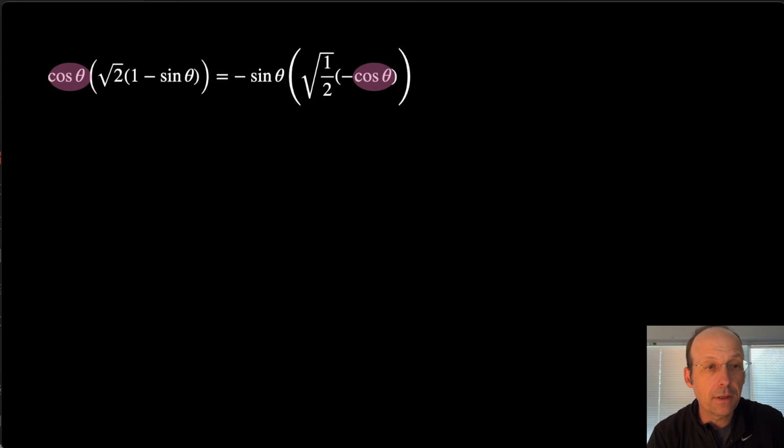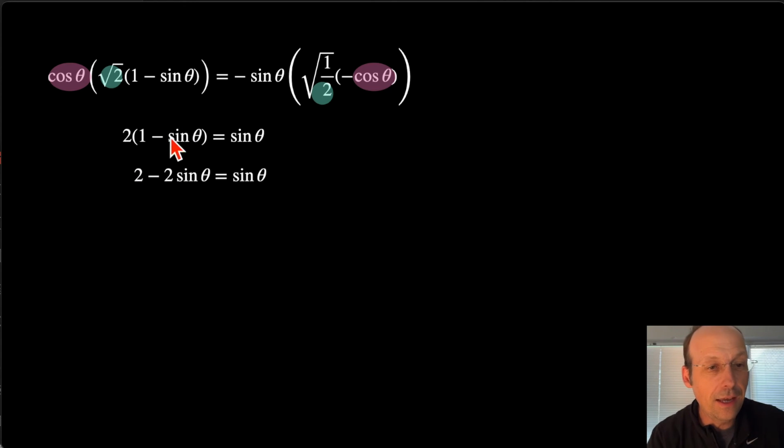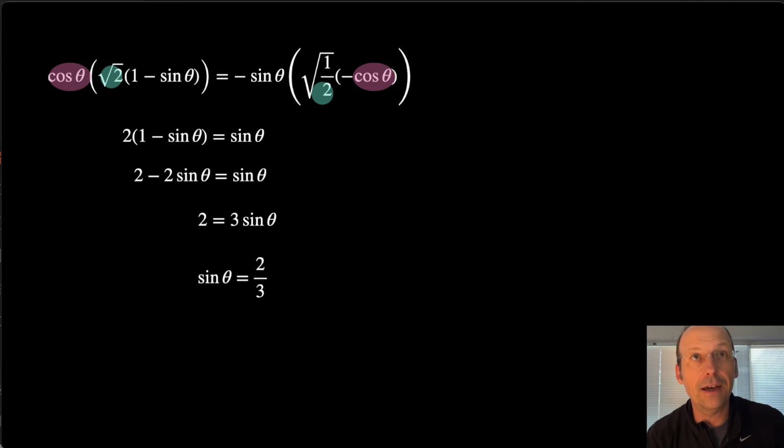Same thing. Those cosines cancel. And these square root of 2's turn into a 2. So I get 2 times 1 minus sine theta equals sine theta. I can solve that, right? That's not too hard. Multiply out the 2. 2 minus 2 sine theta equals sine theta. I'm going to add this to both sides. I get 2 equals 3 sine theta. And then I just divide both sides by 3. And then I can take the inverse sine, and I get theta equals 41.8 degrees.